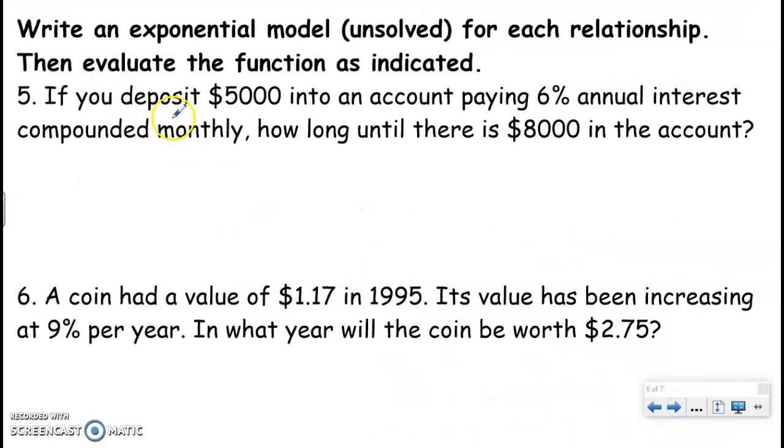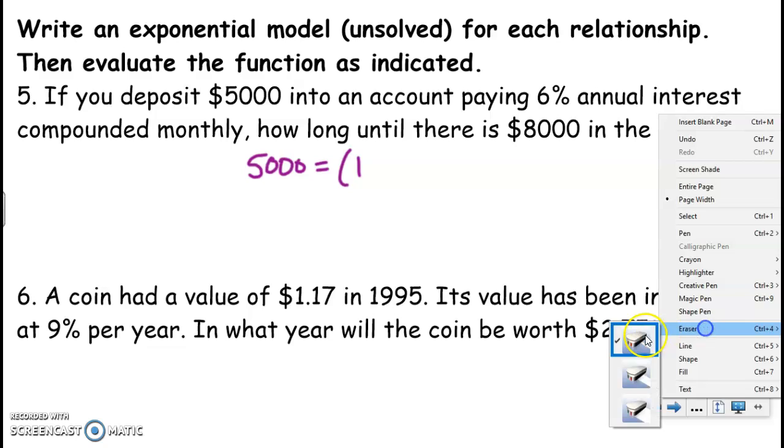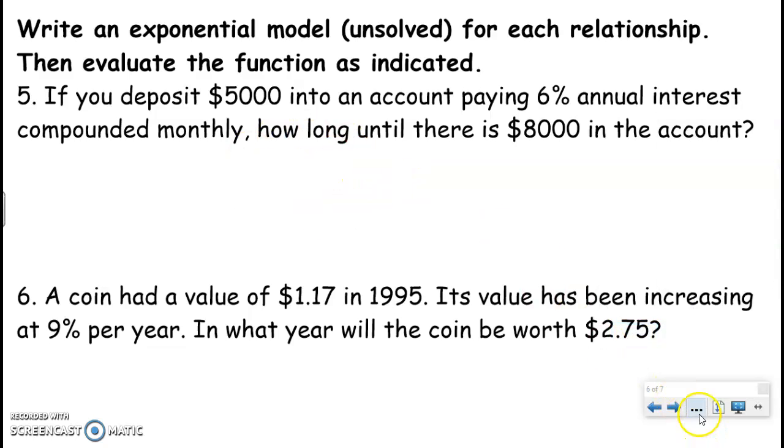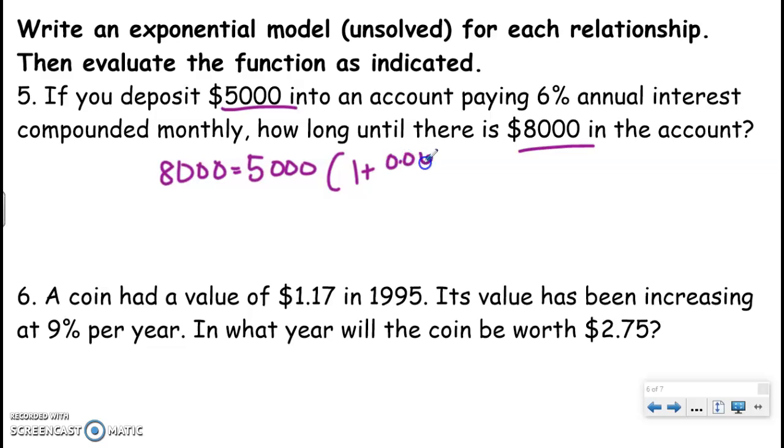Okay, 4 more. In this, we're going to find a lot of time. Okay, so if we deposit $5,000 into an account, paying 6% interest, we want to know how long it takes to accrue enough to have $8,000. So this is what this one's going to look like. 1 plus 0.06, compounded monthly, which is 12 months in a year, to the 12t power.